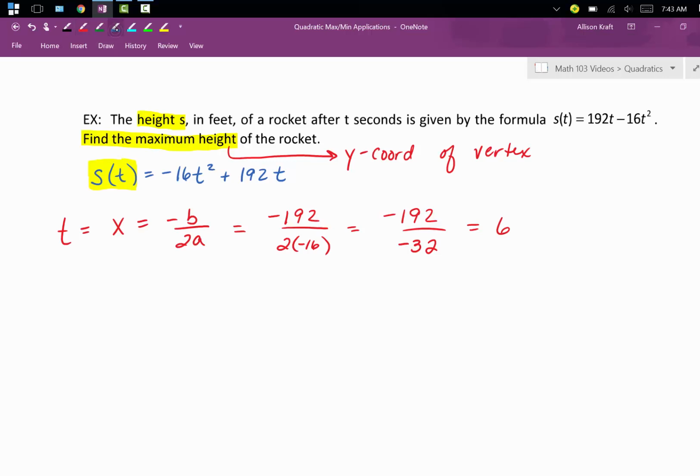What we need is the y coordinate. To get the y value, we're simply going to plug 6 into our function. So y is going to be s of 6. And when you plug that into your calculator, we get 576. Since it's an application problem, remember to put your unit on it. S represented a height that was said to be in feet, so this is 576 feet.